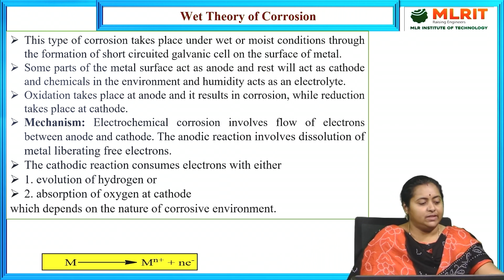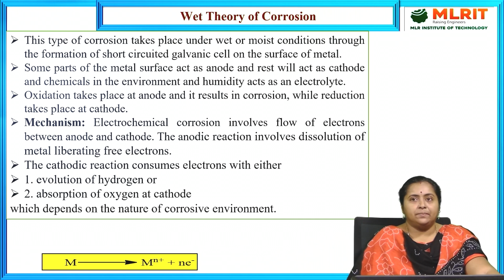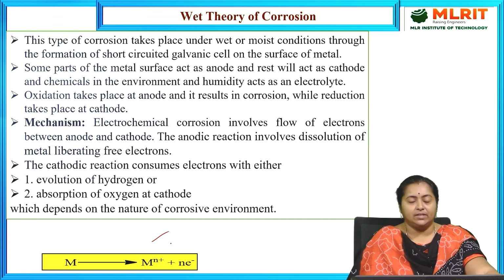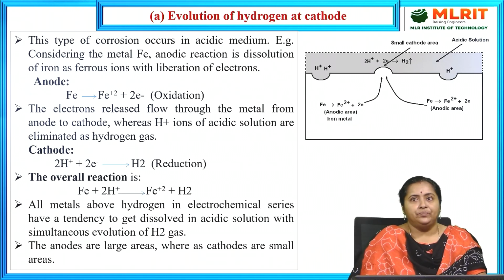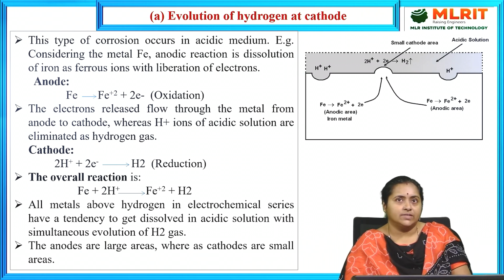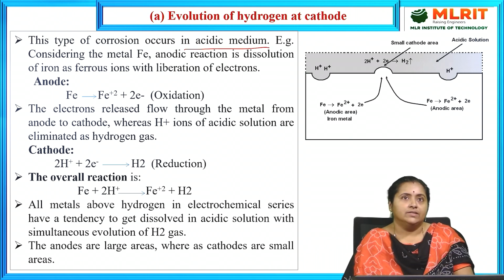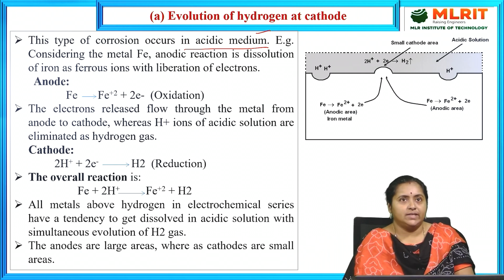Let us go with the first approach of cathode reaction. In this mechanism part, the anode reaction is common. That means the anode, by losing electrons and undergoing oxidation, converts into the corresponding metal ions. After that, the cathode reaction proceeds in two different ways: one is due to evolution of hydrogen gas, and the second is due to absorption of oxygen. Let us start with the first type. This type of cathode reaction takes place if the medium is an acidic environment.